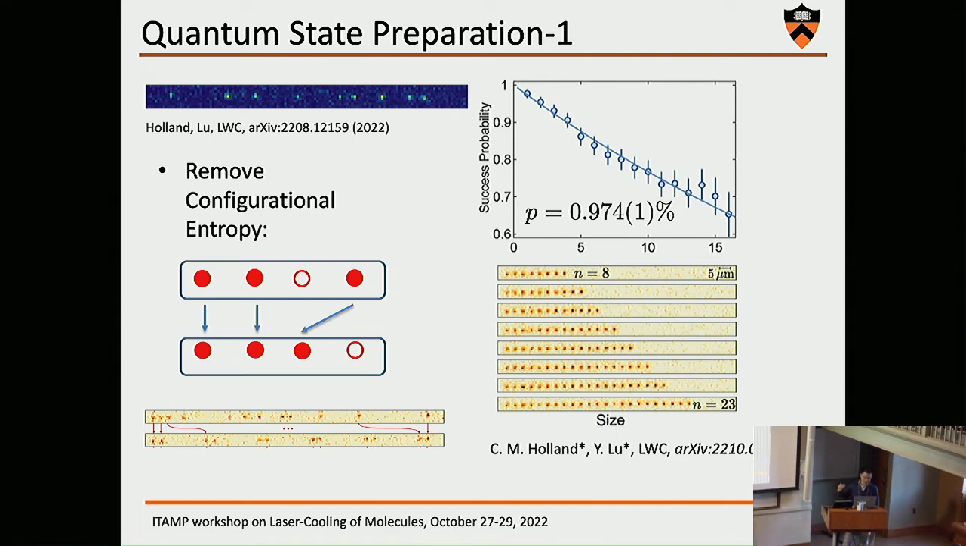Now, to determine how well this process actually works, we can also program in uniformly spaced linear arrays. So here are example images, single shot, of molecules that are rearranged into these uniform arrays. And by plotting the success probability versus the chain length, you can actually find that the rearrangement fidelity is a little bit above 97%, so it should be 97.4%.